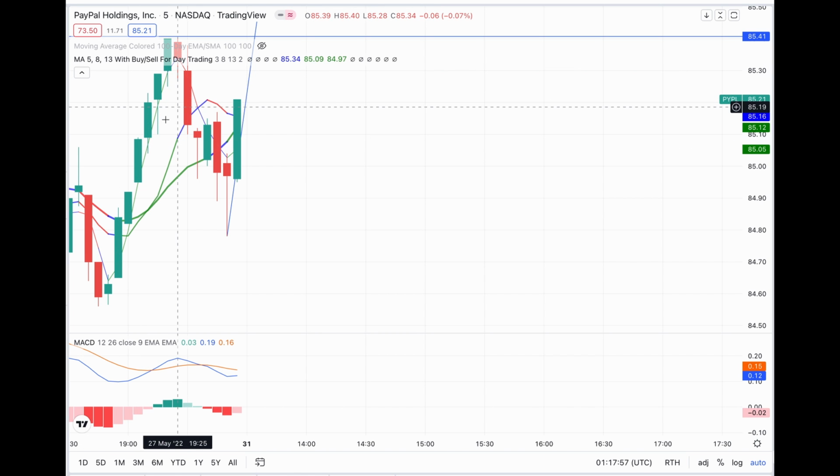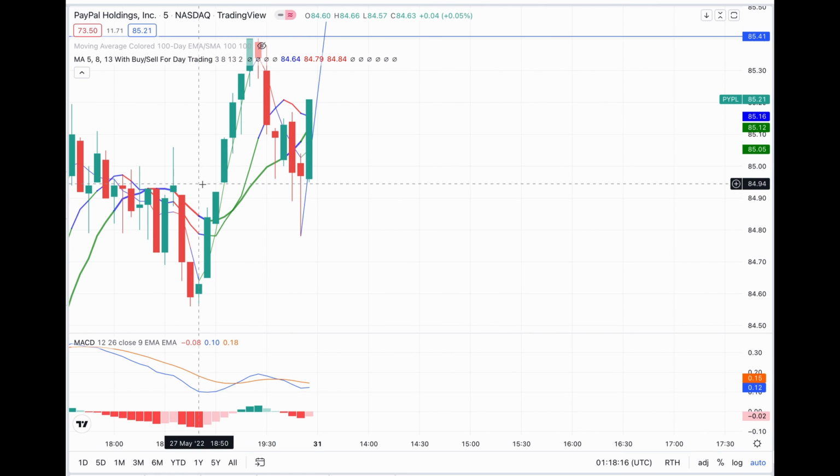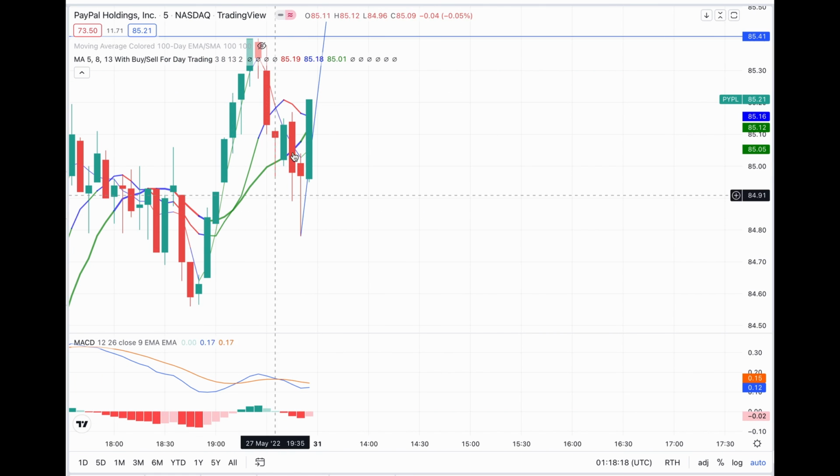So if we look at our moving averages, this thin line here, that's the 5-day moving average. Then we have a little bit of a thicker line here, that's the 8-day, and then another thicker line, that's the 13-day. Basically, when the 5 and the 8 go through the 13, it's an indication that we're in a downtrend. And then if they go up through the 13 the other way, then we're in an uptrend.